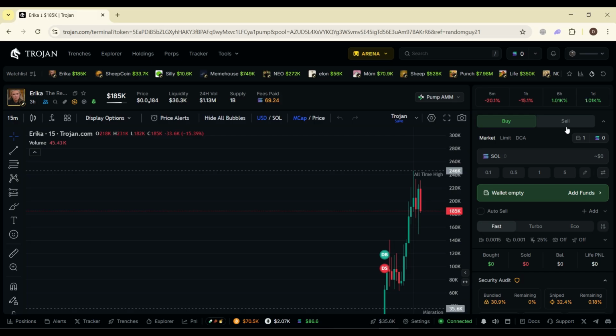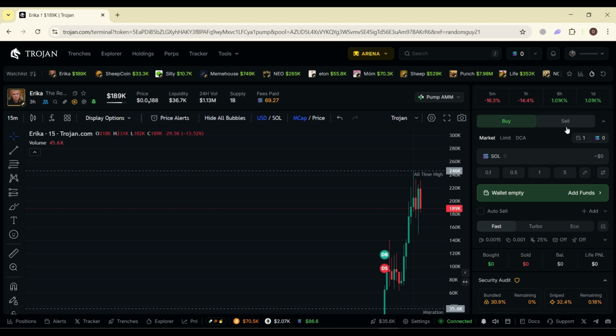So why does MEV protection matter? When protection features are available in trading tools, they help reduce exposure to this situation. This can make your trade execution more stable and predictable, especially during busy network activity. I have explained how to access this MEV protection in my previous videos. You can check for this in the previous videos.